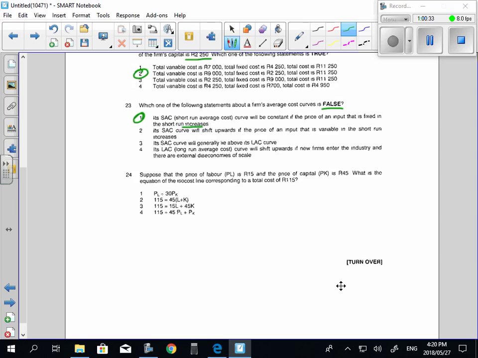Okay, so the equation here is 115 total cost, but it's made up of 15 Rand for every laborer that you have and 45 Rand for every piece of capital that you have.